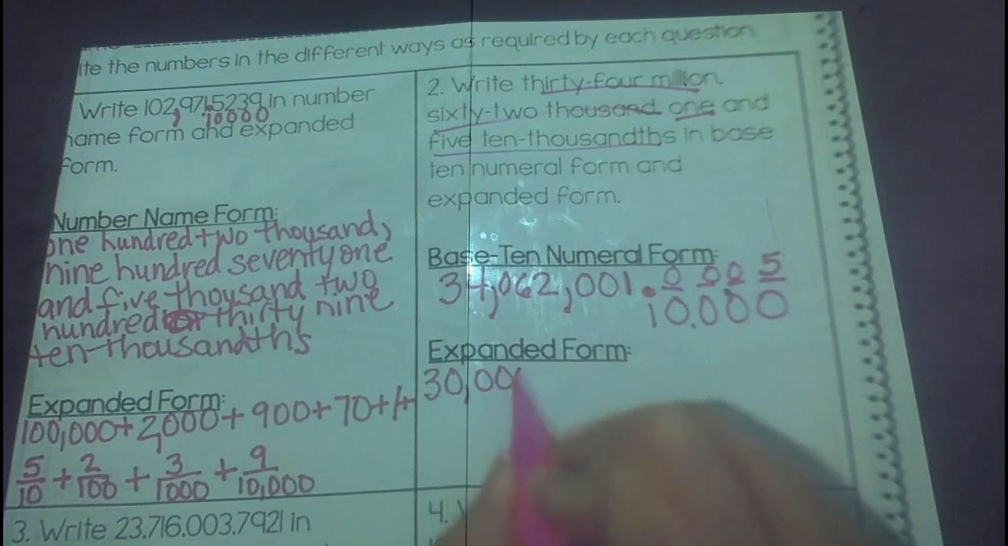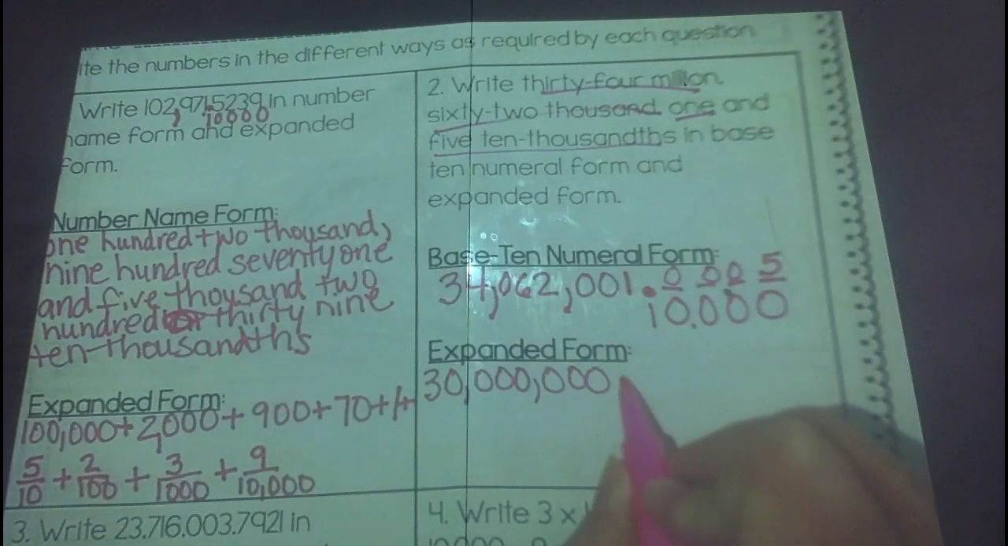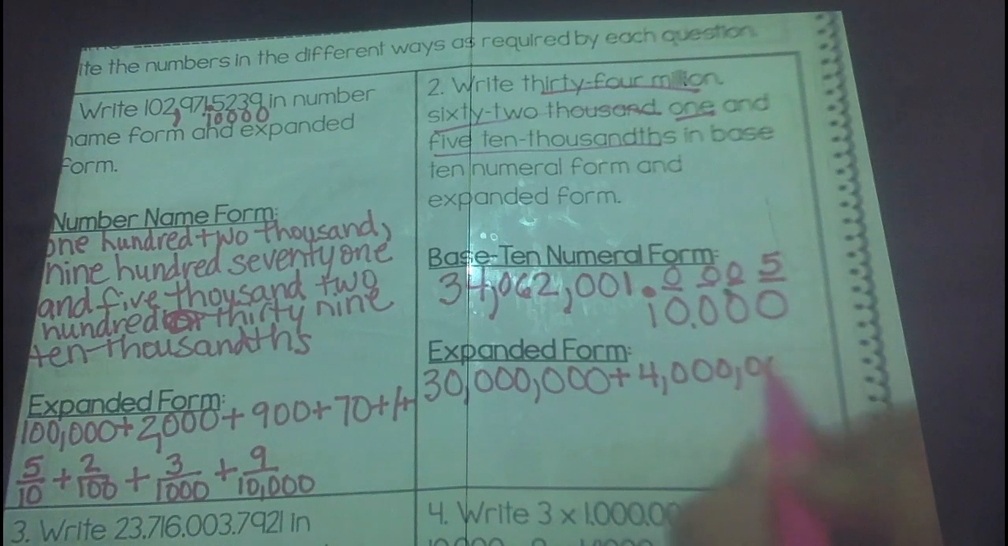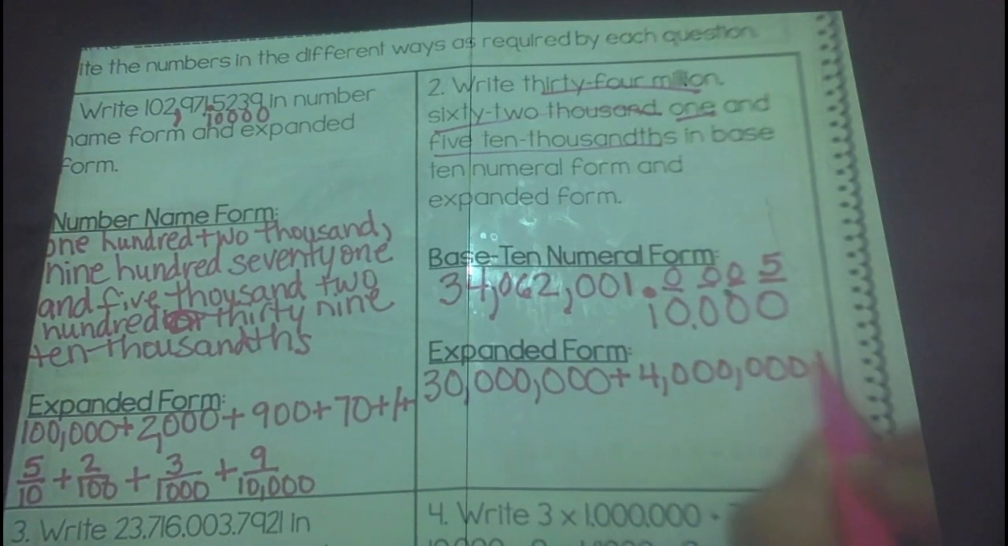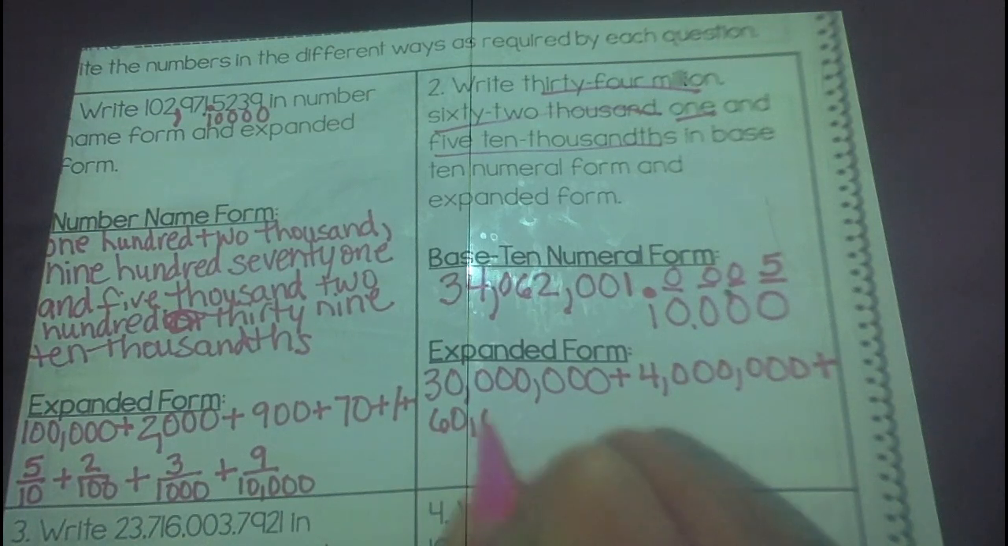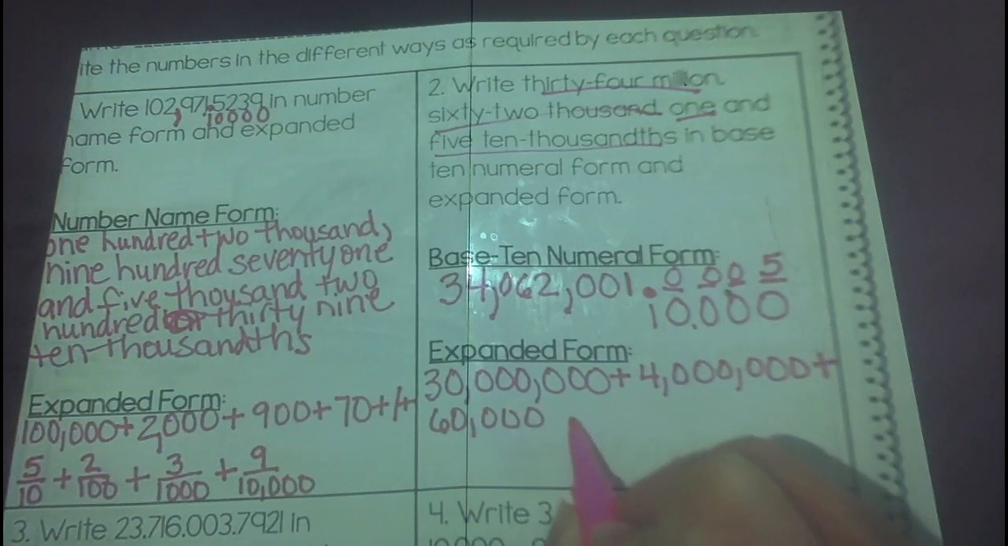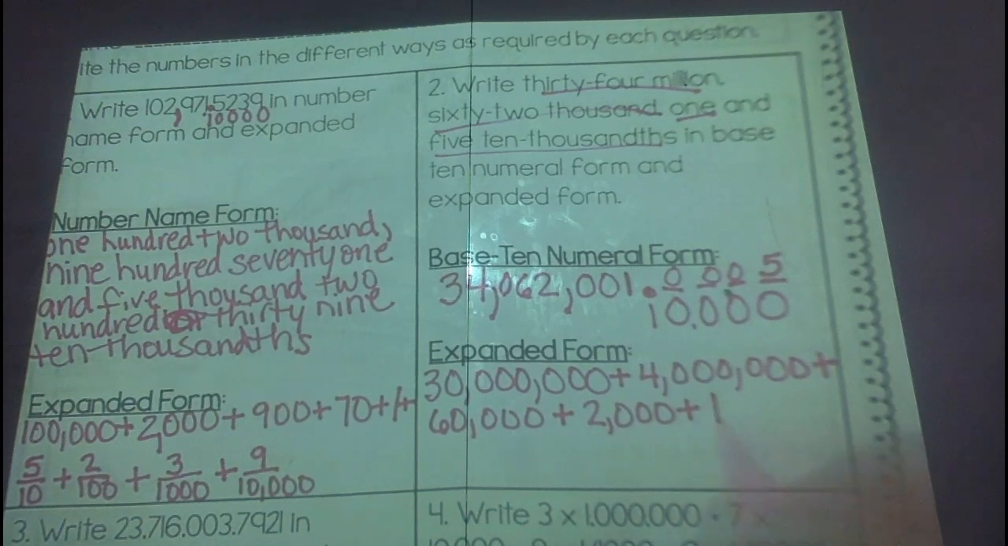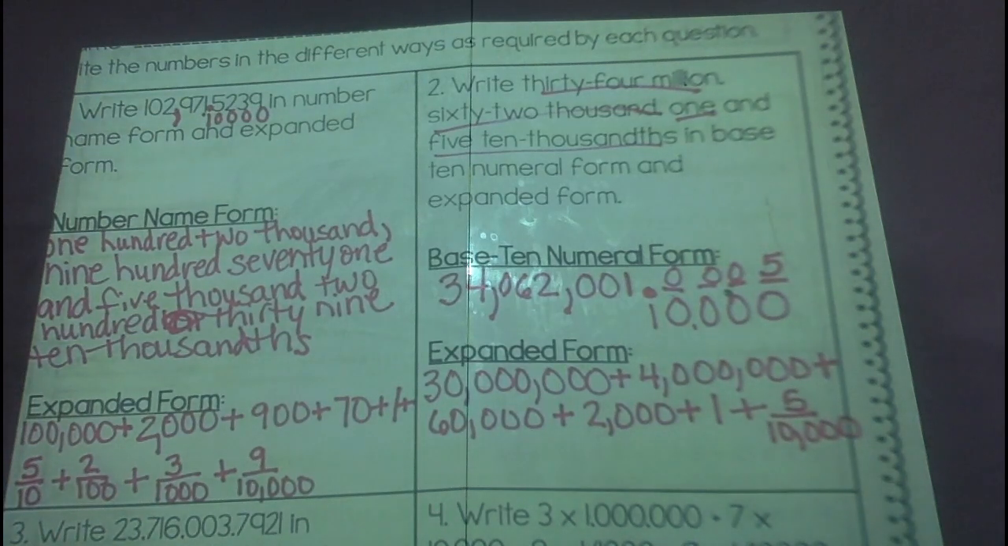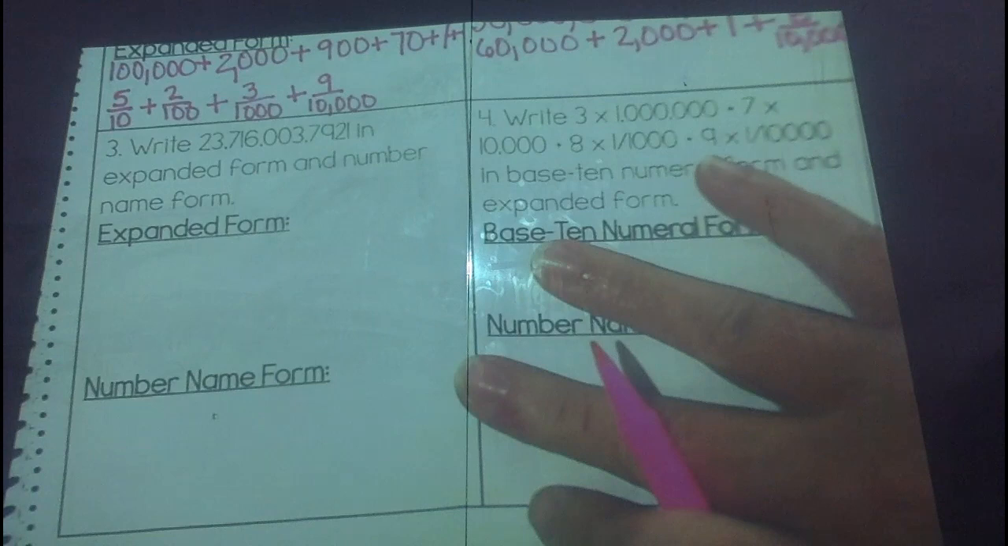30 million plus 4 million plus 60,000 plus 2,000 plus 1 plus 5 10,000ths. All right, everybody with me? We're almost done, friends. Almost done. All right, let's go to number 3.